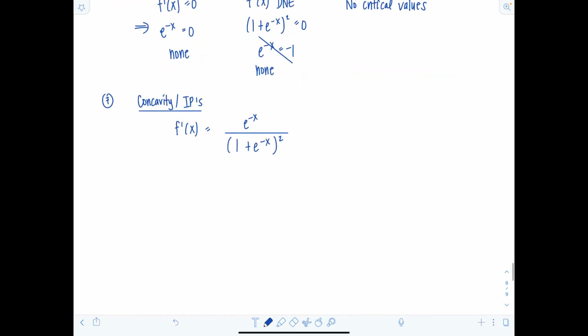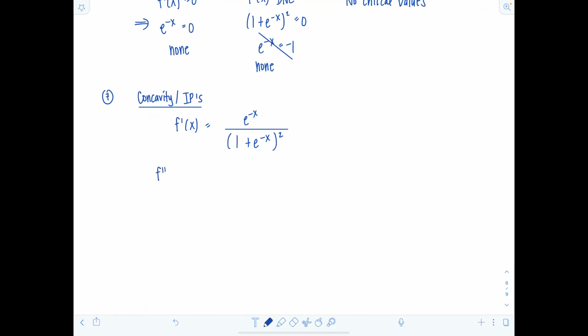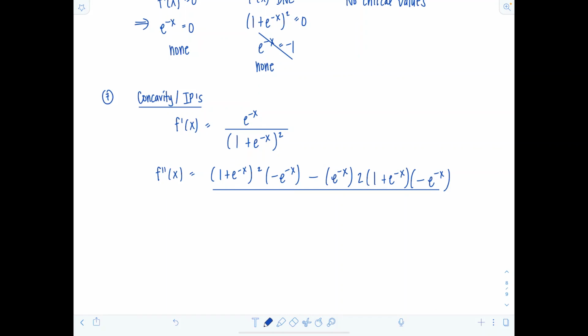So let's take another derivative. Here we go. Ooh, we gotta be careful. So we've got low d high. So the derivative of the numerator is gonna be negative e to the negative x, minus high, so e to the negative x, d low. So 2 times 1 plus e to the negative x times negative e to the negative x. Use the chain rule. Over low, 1 plus e to the negative x to the 4th.